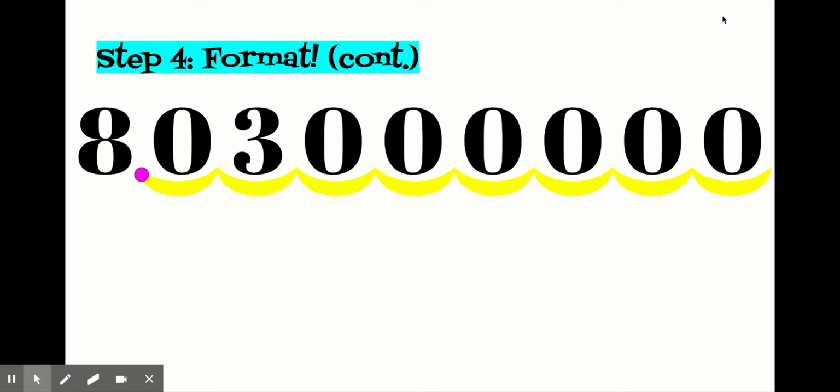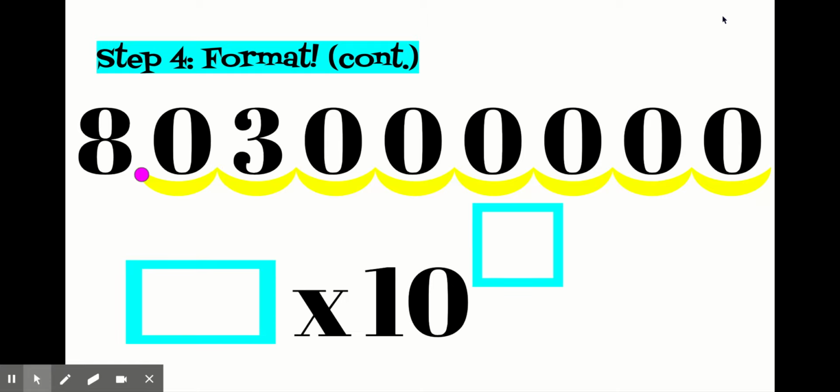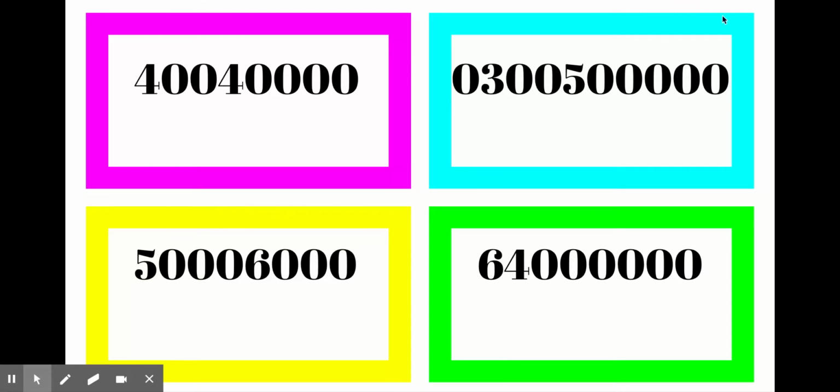Step number 4, we continue the formatting. We're going to plug it in to our equation. Blank times 10 to the blank. We put 8.03 in the bottom left because that's the number we got that was not 0, but to the left. And then above 10, we're going to go with 8 because that's the number of times we moved the decimal. And see, it's really just that simple. 8.03 times 10 to the 8th. That's all you need. Now on to some practice problems.